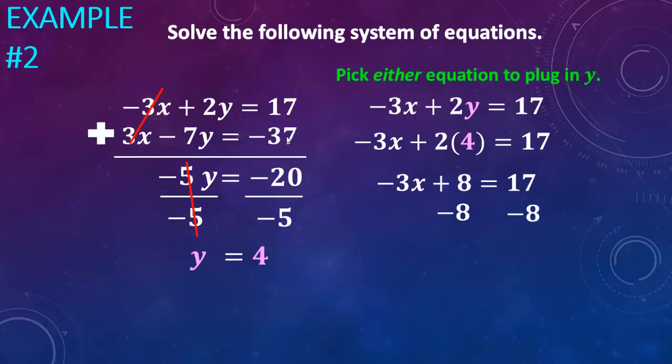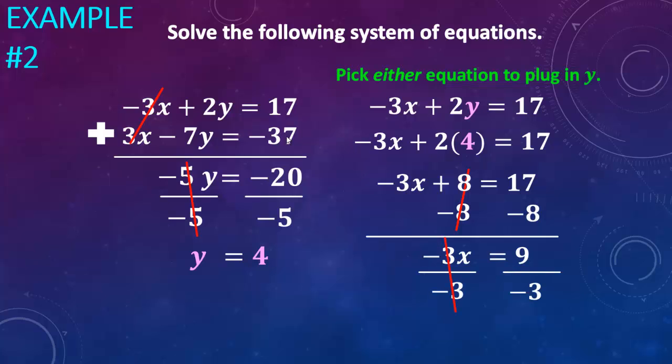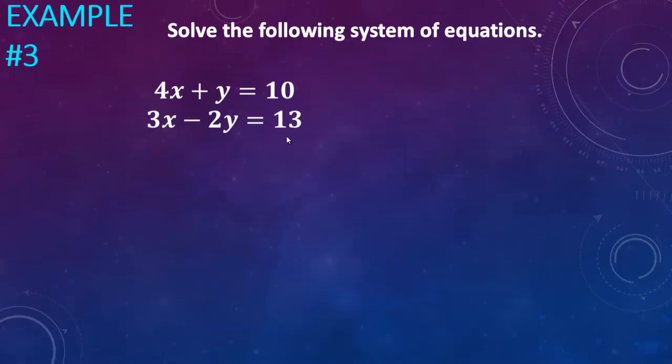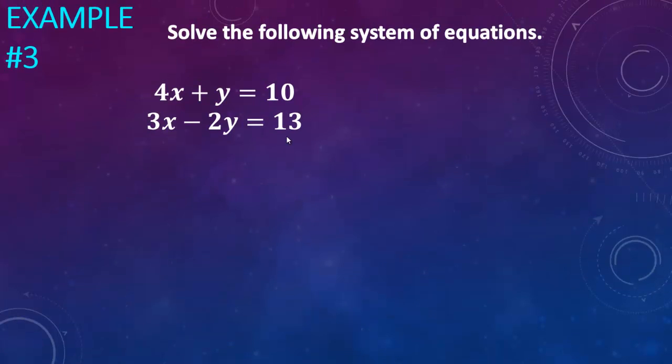Subtract 8 from both sides, and you get -3x equals 9. And then divide both sides by -3. And you get x equals -3. So your solution, even though we solved for y first, remember x comes first. So -3, 4 in parentheses. And again, you should check your work. I'm not going to go through each one and show you, but you should check your work.